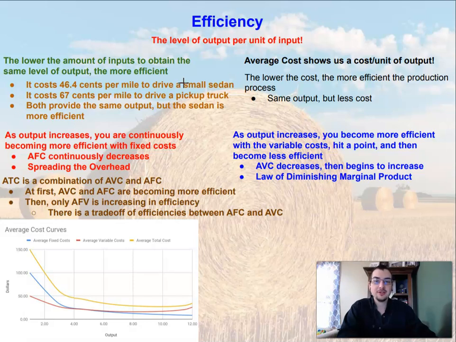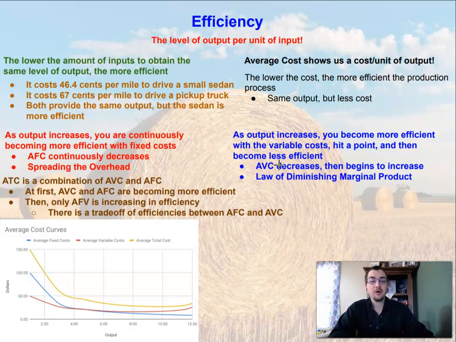So let's take two different types of vehicles. We take a small sedan, and we take a pickup truck. The small sedan will actually cost about 46.4 cents per mile to drive, whereas the truck, on the other hand, takes 67 cents per mile to drive.